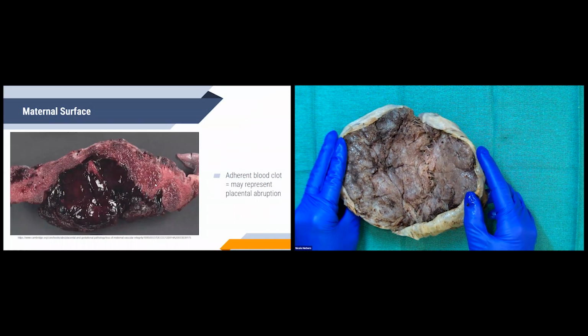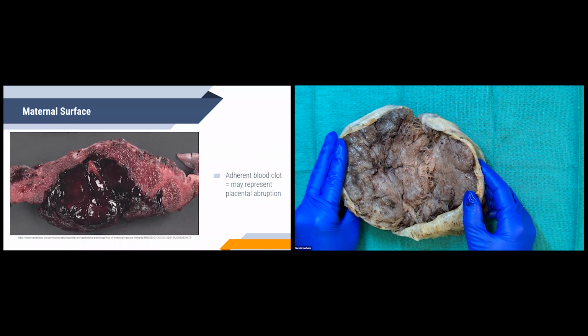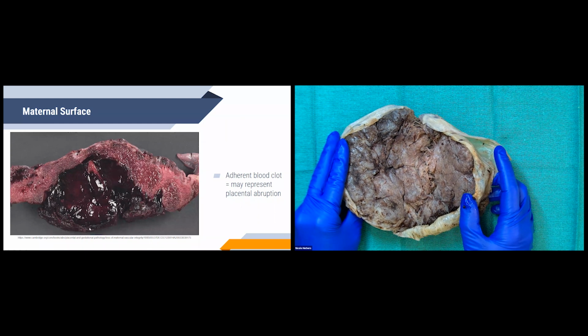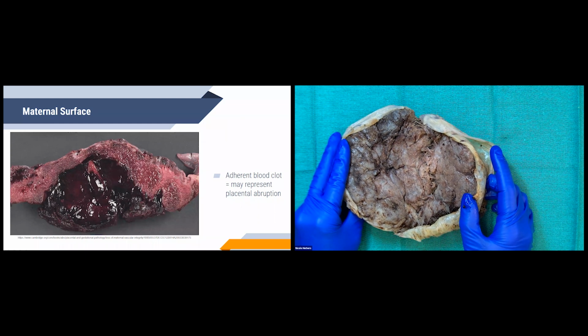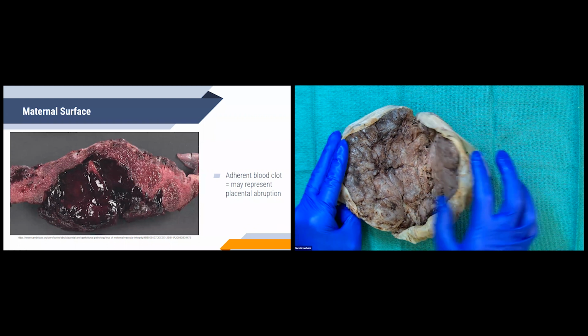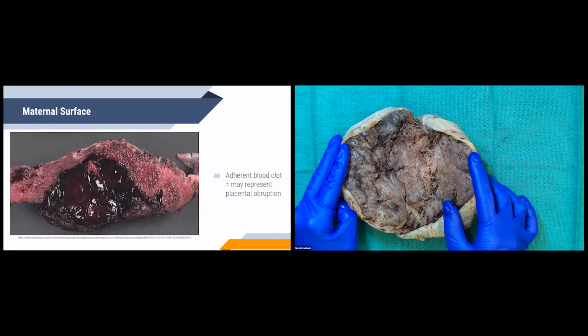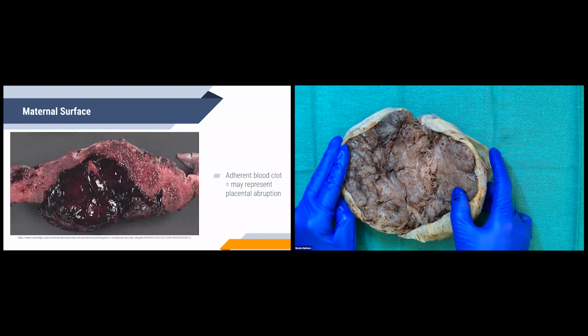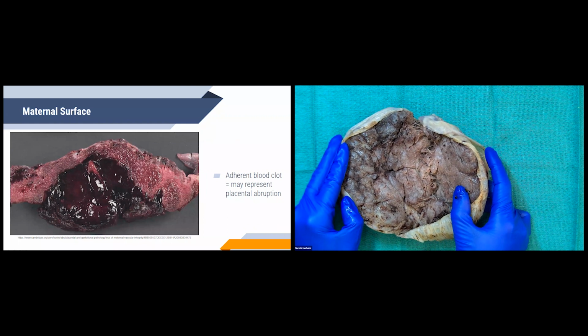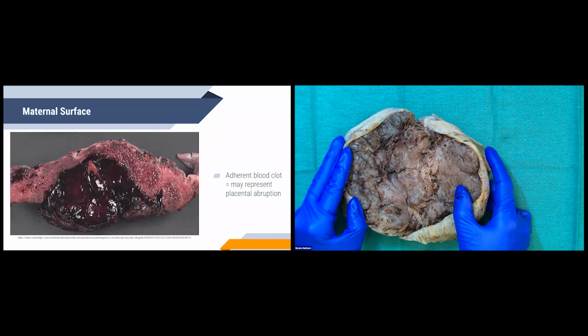So another abnormality that we could get with the maternal surface would be an adherent blood clot. And so if we get blood clot like this, we'll want to measure the entire blood clot in 3 dimensions, and then as well give the percentage of placenta parenchyma involved by this blood clot. And this blood clot may represent placental abruption, which is a serious condition in which the placenta separates from the wall of the uterus before birth.